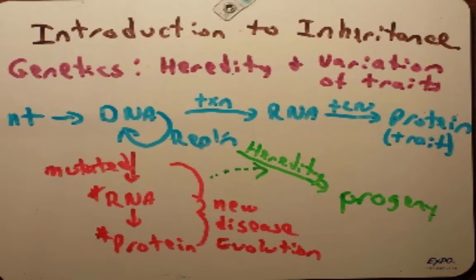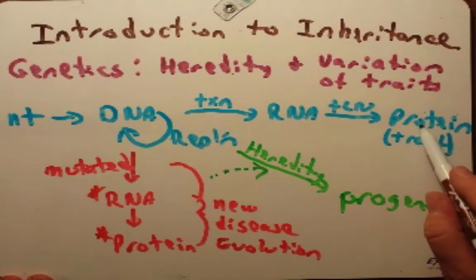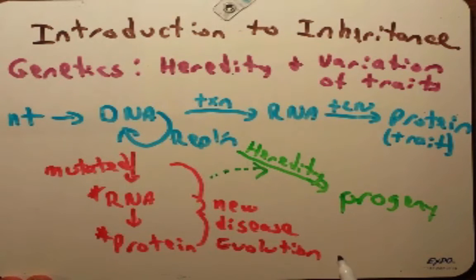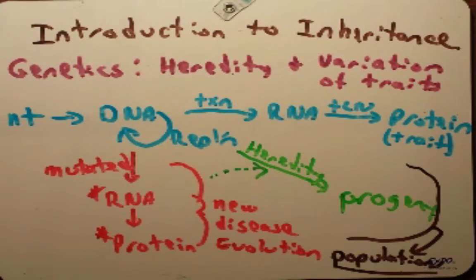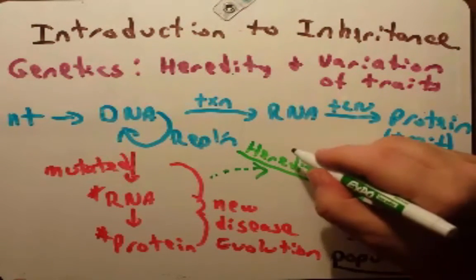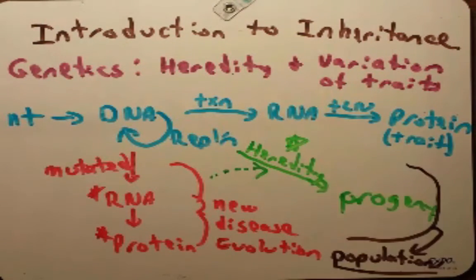And just to kind of keep your eye on the future, we're going to close the semester with thinking about how all of this, how we make traits, how genes are passed on to our progeny, how mutations affect this process, and we're going to close with our understanding of how all of this affects populations and evolution. But first, we're going to focus on heredity.